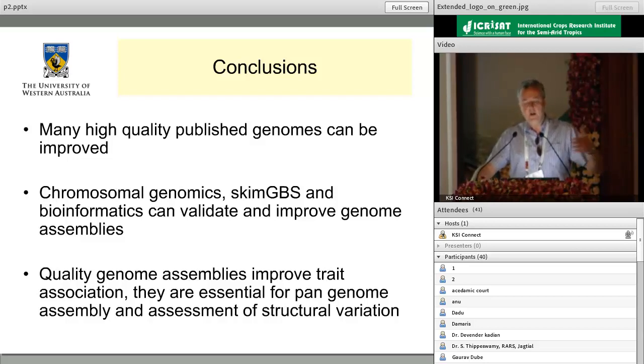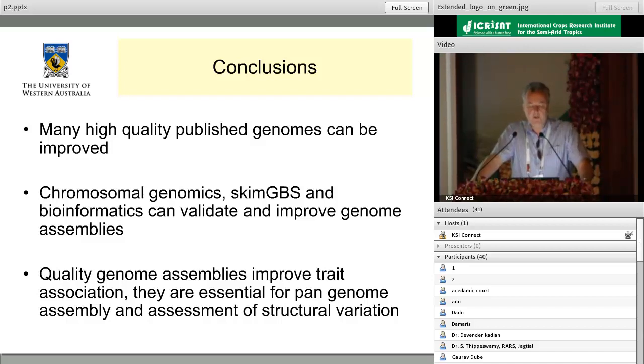So you can really have a look at the quality, and use this as a metric to establish the quality of reference genomes. Chromosomal genomics, skim genotyping by sequencing and bioinformatics can validate and improve genome assemblies. I think it is going to be really crucial to go through and look at some of the genomes that have been assembled out there, and any new genome projects that are coming up. So really consider whether these approaches could be used in addition to all the PacBio and normal GBS type approaches, to complement those approaches and improve the assembly.